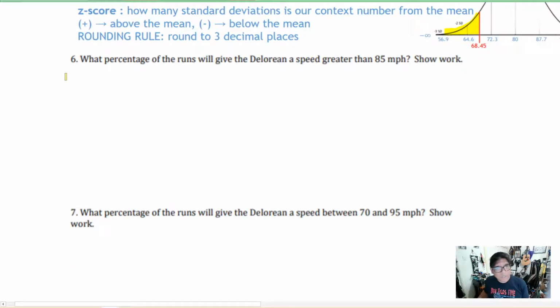So let's move on to number 6, and this is more skill. This is kind of the same one. What percentage of the runs has a speed greater than 85 miles per hour?